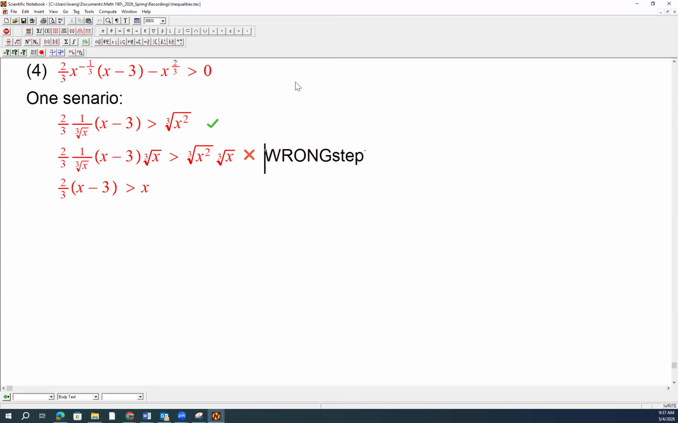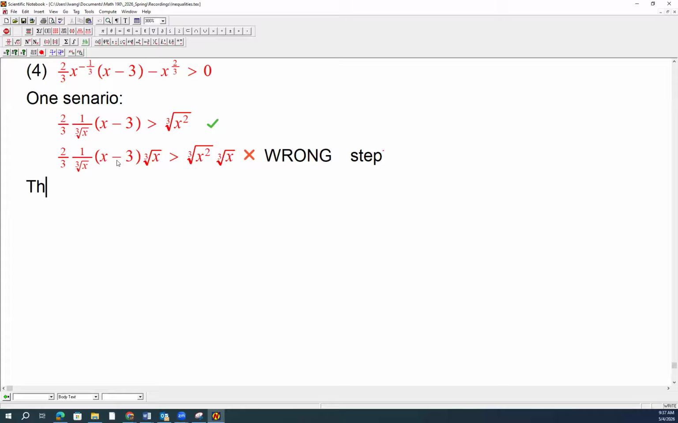Okay, so let me move it over. So this is the wrong step. Why is it the wrong step? So you get in here, you think your life is easier? No, you're not going to get the right answer. Why is this step the wrong step? The reason is that we do not know the sign of x raised to the power 3x. So let me remove this.